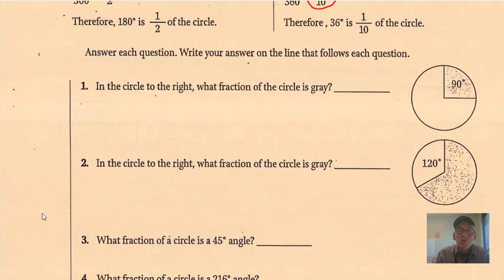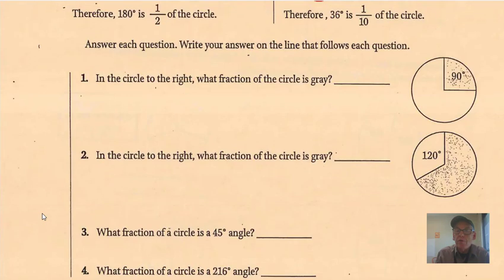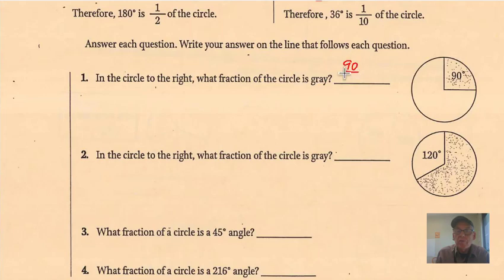Let's look at these questions here. In the circle to the right, what fraction of the circle is gray? We're looking at 90 as the central angle over 360 total. That simplifies to 1/4. So 1/4 of the circle is shaded. If we knew the circle area, the area divided by 4 would be the area of the shaded part.